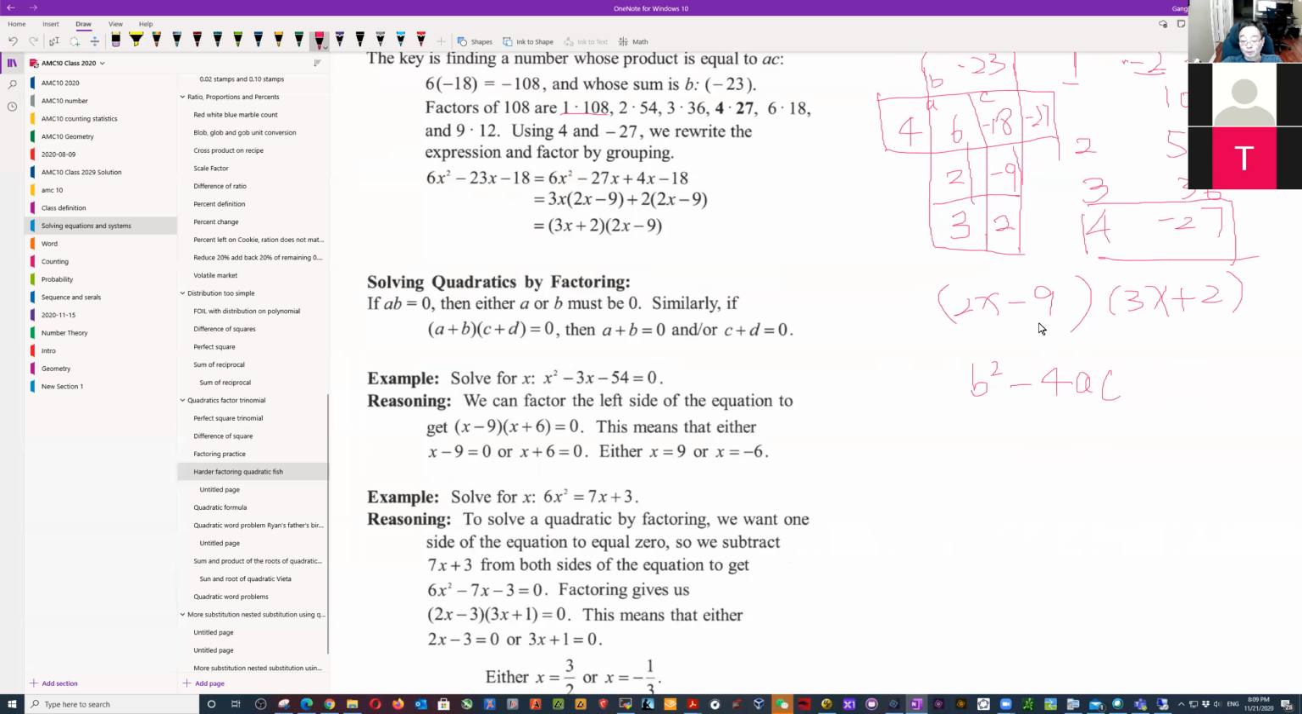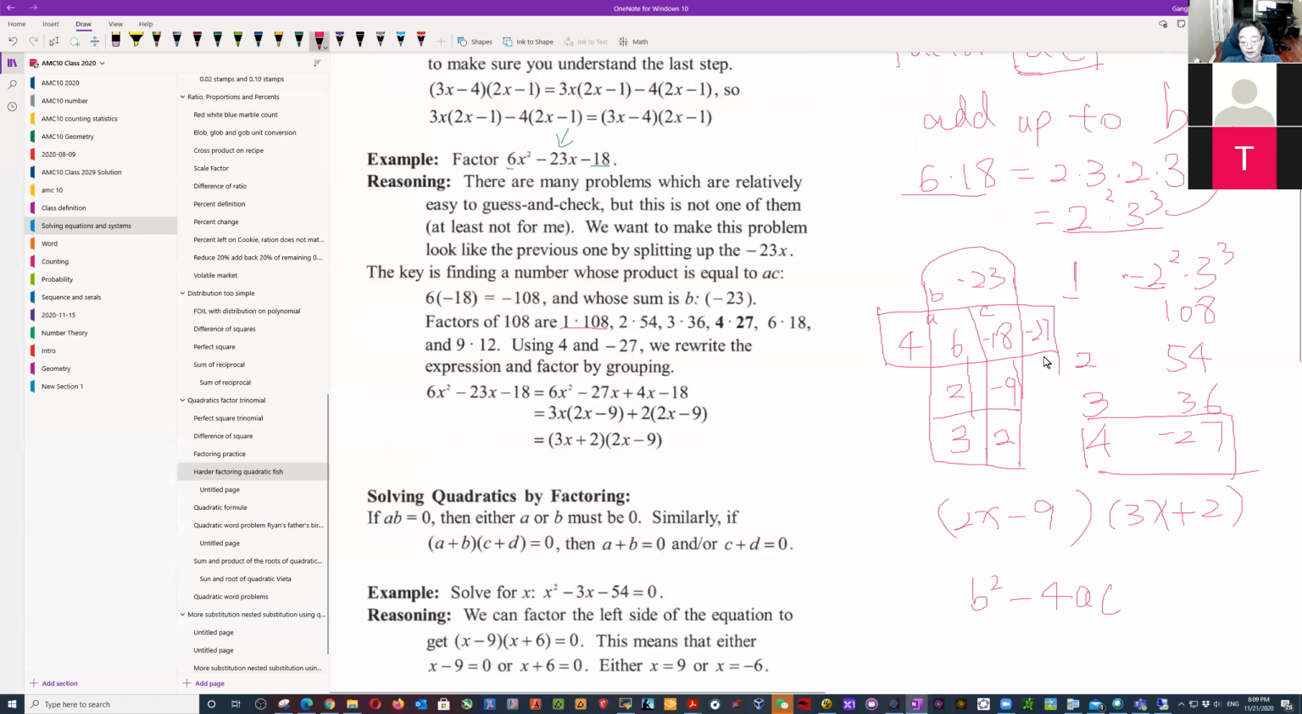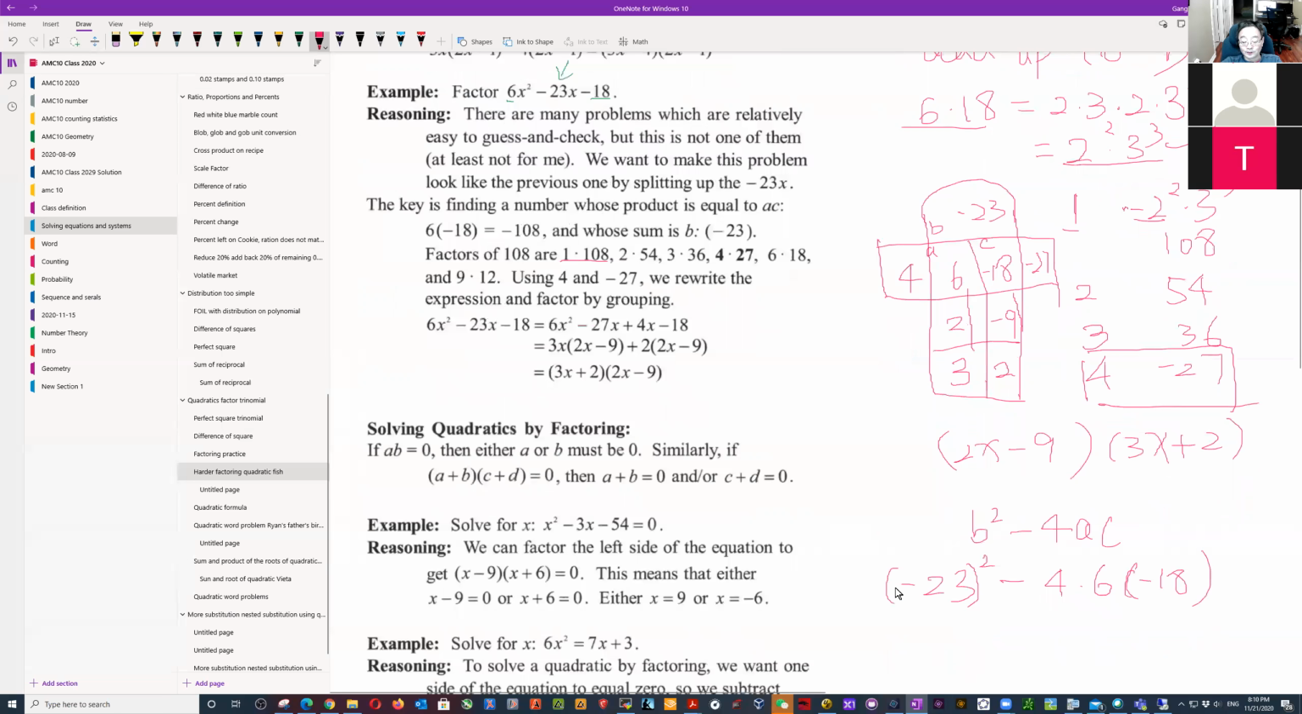Right now, we are able to factor it, so I can guarantee it is a perfect square. I can bet money on it, and I'm always going to win. So b squared is 23 squared, minus 4, and a is 6. And c, you have to include the sign. Actually b is negative, but since it's squared, the sign doesn't matter. And for c, it's negative 18. So this number will be a perfect square, I can guarantee it.